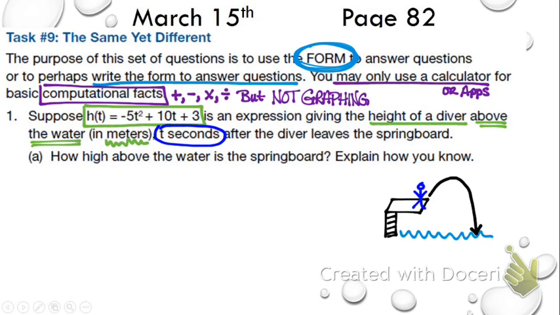They want me to answer how high above the water this springboard is. What am I looking for on this picture then? The water. Is that the line you're saying? Yes, it is. I want to know this height right here. That is our y-intercept, the same thing as my initial or starting height.